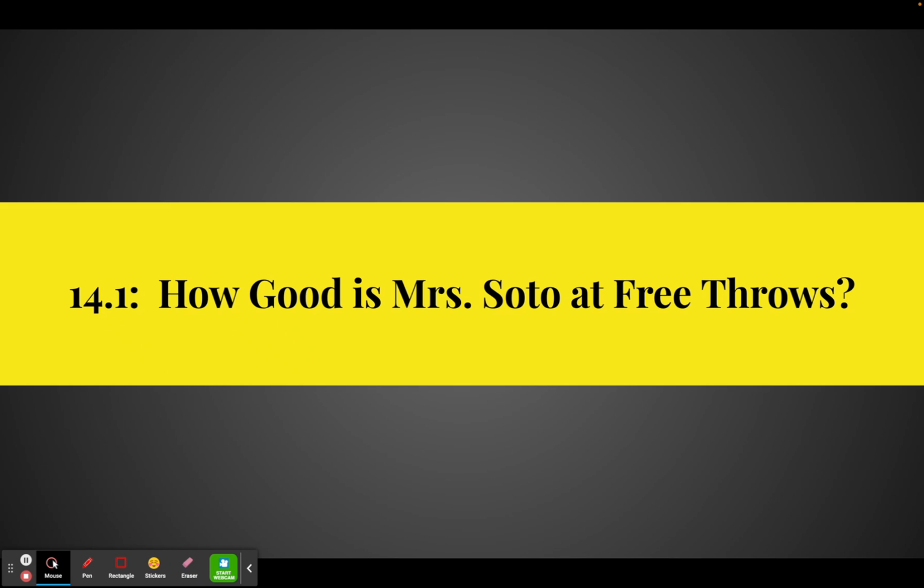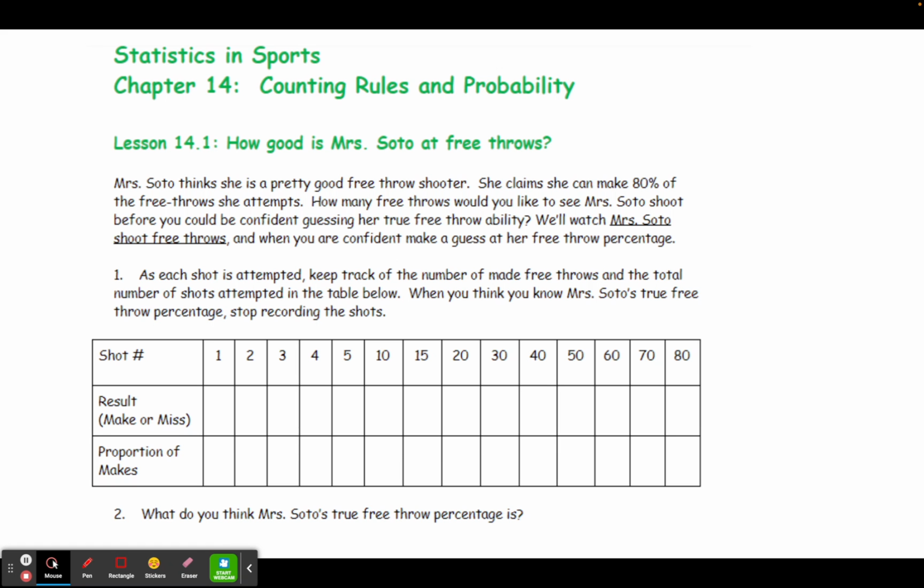If Mrs. Soto is not your teacher, then you can ask the same question about your math teacher. Anyway, we're going to assume that your math teacher thinks that she's a pretty good free throw shooter. She is claiming that she can make 80% of the free throws that she attempts.